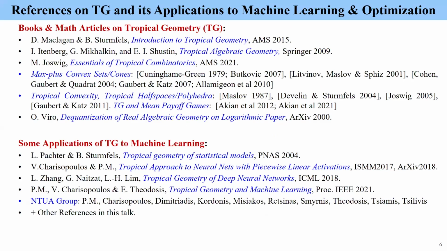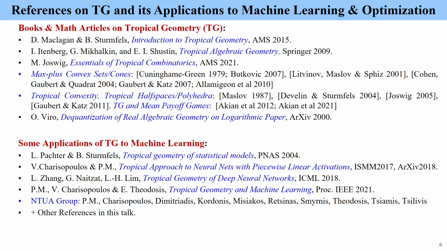Well, a few references. There are a few books on tropical geometry like Maclagan, Sturmfels, Itenberg, Mikhalkin, and Zharkov, and Joswig. But also there are some classics, and also the book by Cuninghame-Green on minimax algebra. But also there are many classic papers related to the subject. For example, on tropical convexity, including the work of Stéphane Gaubert and his collaborators from the MaxPlus group. Stéphane is with us today.